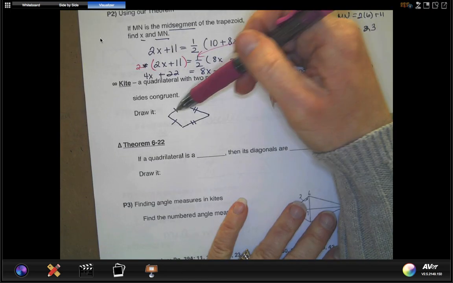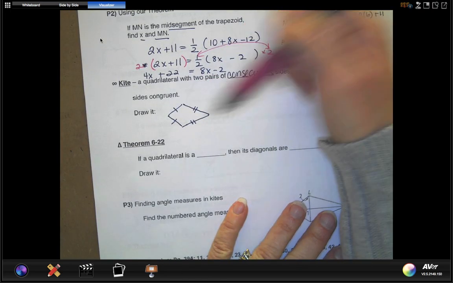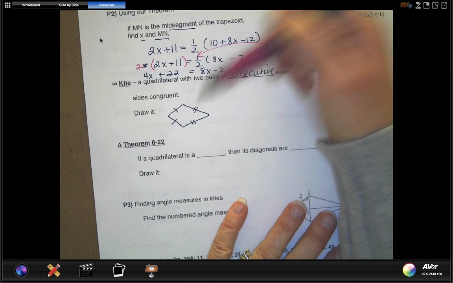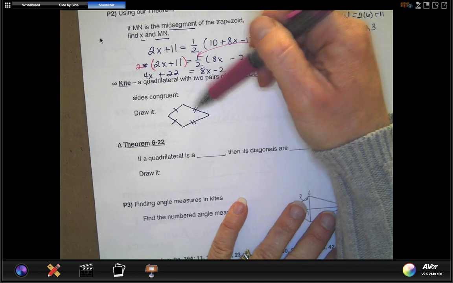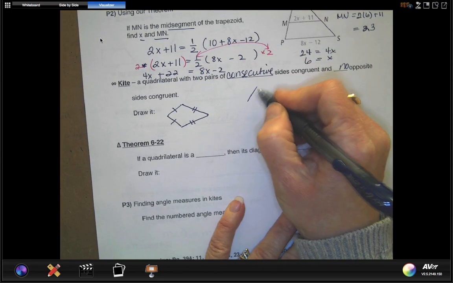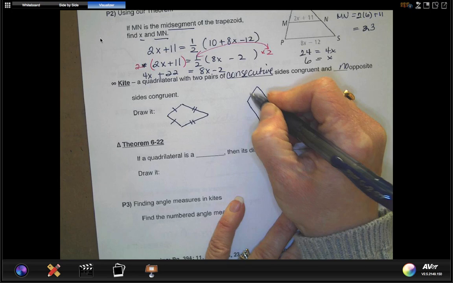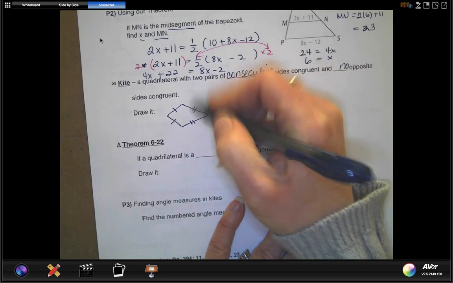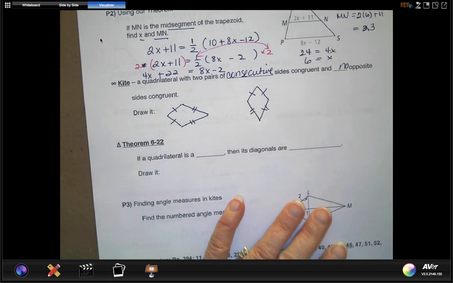So like this one right here, these 2 sides are consecutive, so they're congruent in a kite. These 2 sides are consecutive, they're congruent in a kite. These 2 sides are consecutive, but they're not congruent. I said it backwards. I could draw the kite this way too. But you notice here my opposite sides are not congruent, okay?